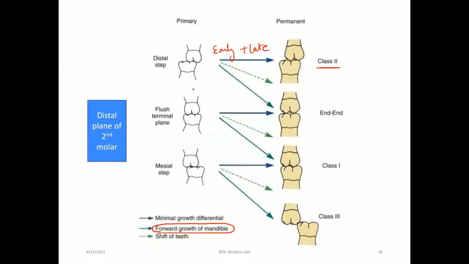Now, if we start with flush terminal plane in deciduous dentition, it will go into end-to-end after the utilization of early and late shift. If there is growth of the mandible, it will go into class 1. Again, if we have a mesial step relationship in the deciduous dentition, it is going to be class 1 by the utilization of early and late spaces.